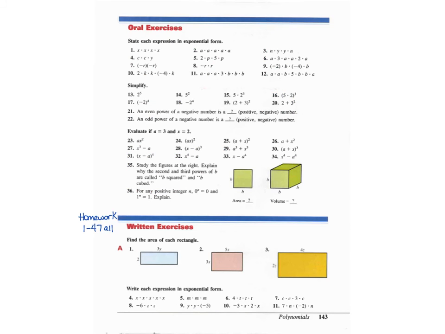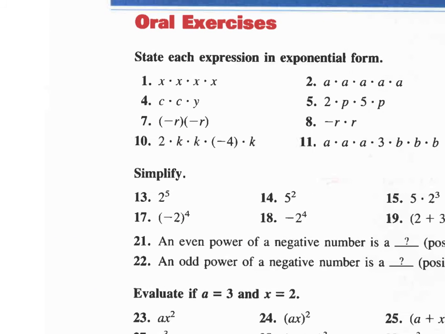So let's just go through a couple of these. So for number 1, if it says to state your expression in exponential form, all you need to do is count how many of each letter you see and write it with an exponent. So notice on this one, I can count that I have 1, 2, 3, 4 x's here. So this becomes x to the 4th power. So this is what it means when it wants you to write it in exponential form.